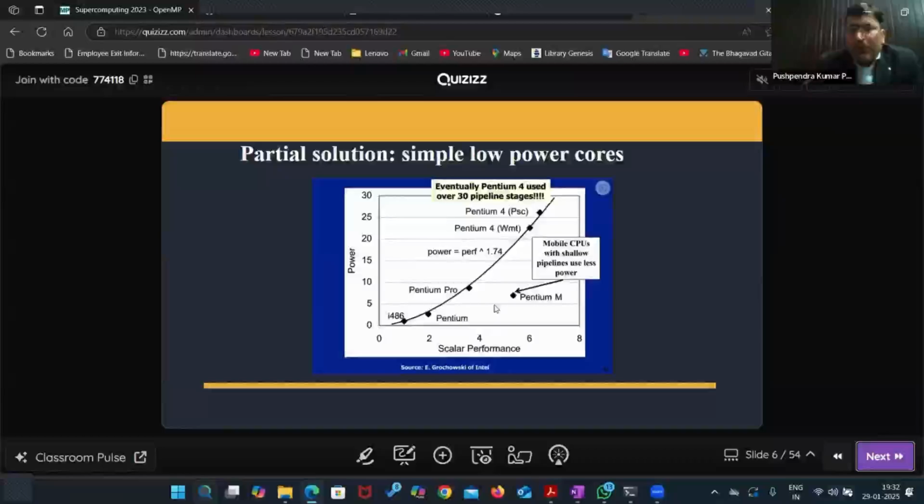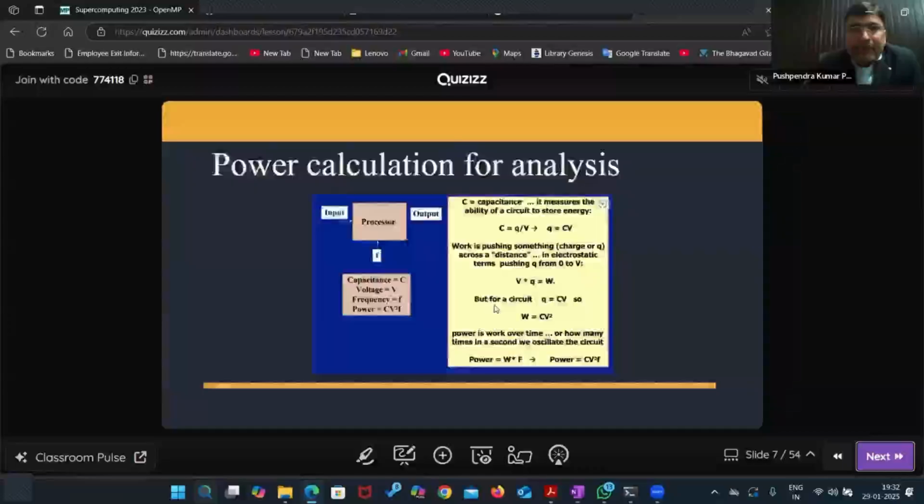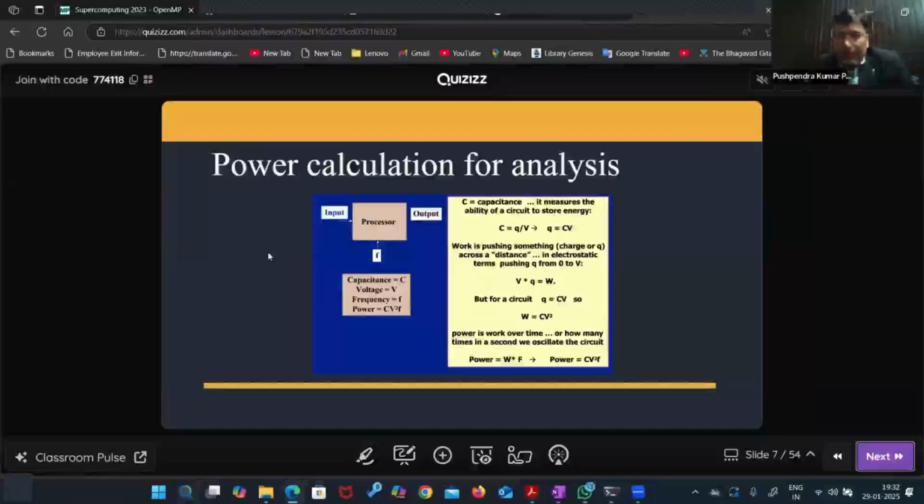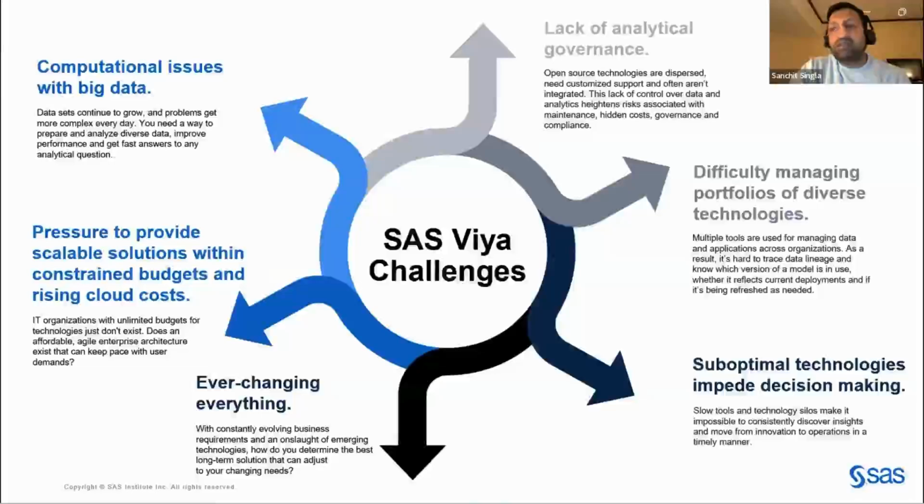So that was a positive sign, but performance was not very good at that time. Now, if we try to calculate the power, what exactly I am reflecting here is, let's say C is the capacitance. Set up a sync between these different organizations or between these different tools.